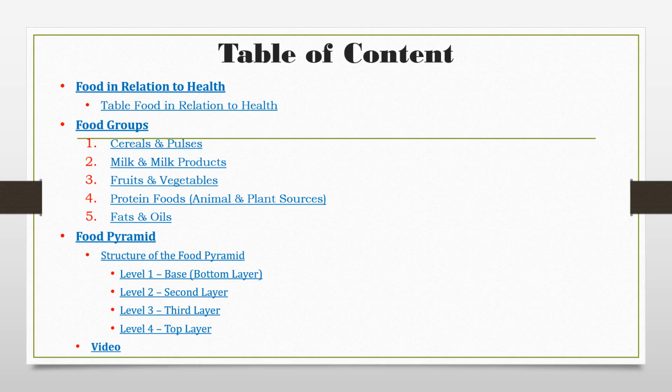Here's what we'll cover today. First, how food is related to health. Next, the 5 major food groups. And finally, the food pyramid, which shows how much of each food group we should eat daily. By the end, you'll be able to look at your plate and know whether it's balanced or not.